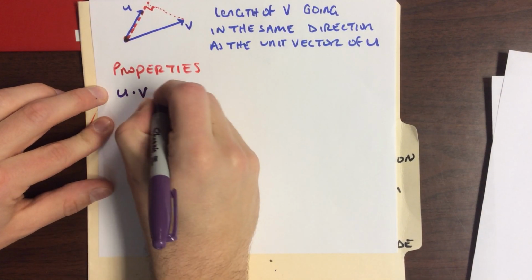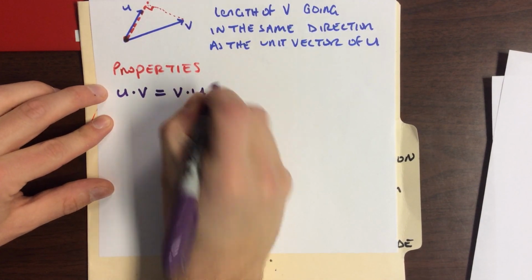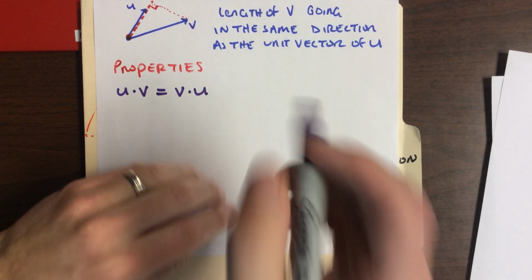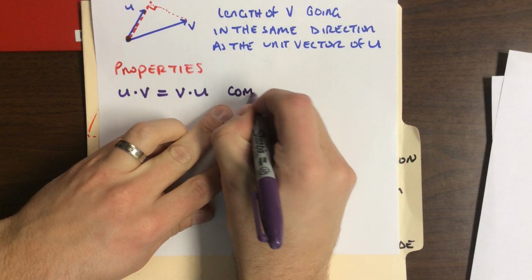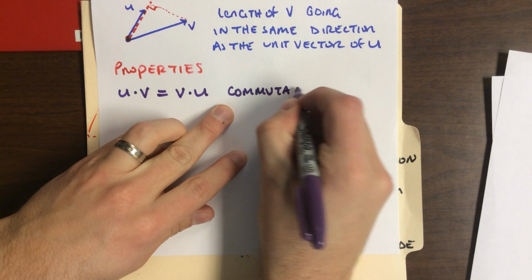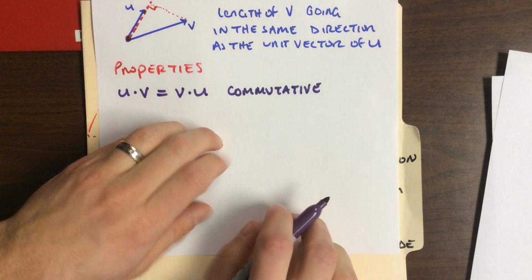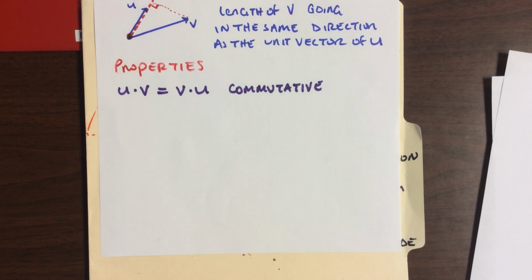U dot V equals V dot U. It is commutative. Is that obvious? Yeah, pretty. Should we prove it? No. Can you prove it on a quiz next Tuesday? No.